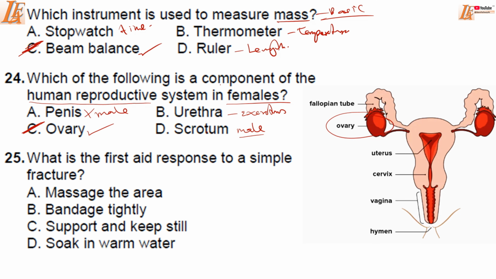Question 25. What is the first aid response for a simple fracture? A, massage the area. This one is wrong because you might make it worse. It can make the fracture widen. Bandage tightly. This one is not the correct first aid response. Support and keep still. This one is correct so that you don't advance the injury. Then D, soak in warm water. This one is wrong. So the correct answer here is support and keep still so that you don't advance the injury before you seek medical advice.